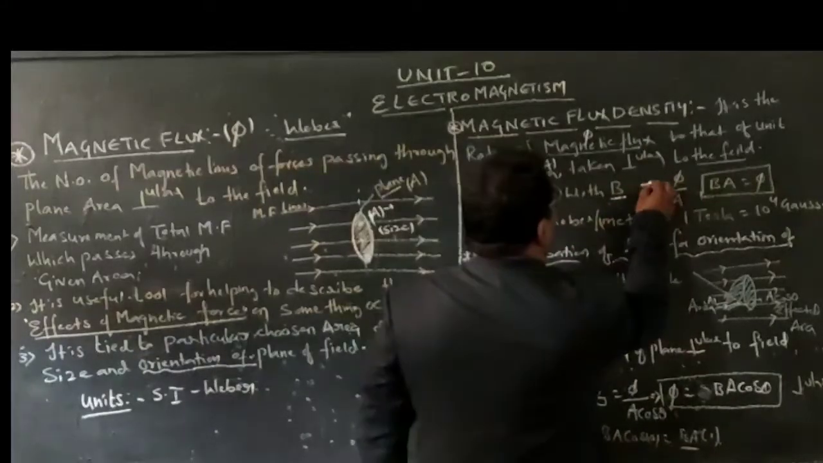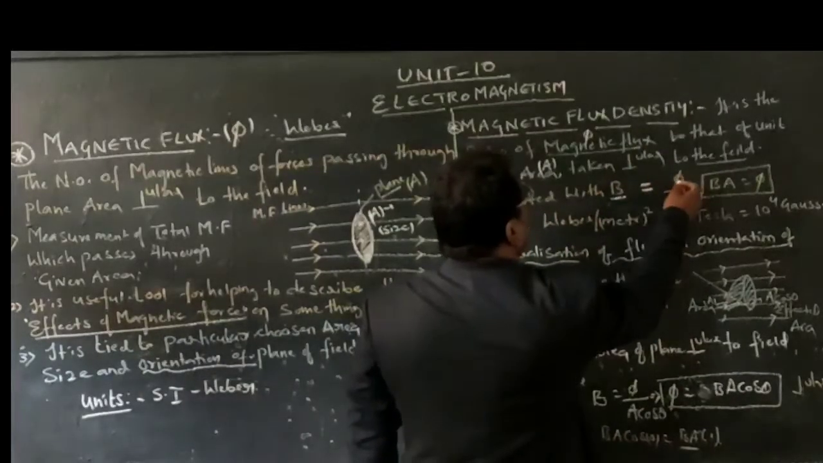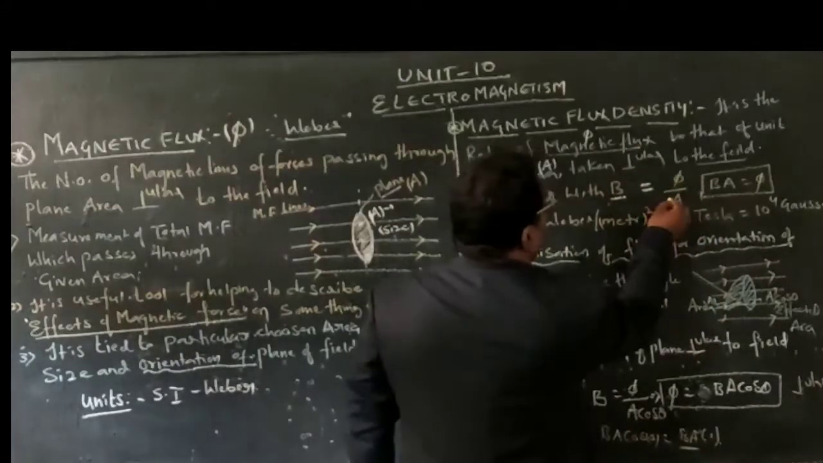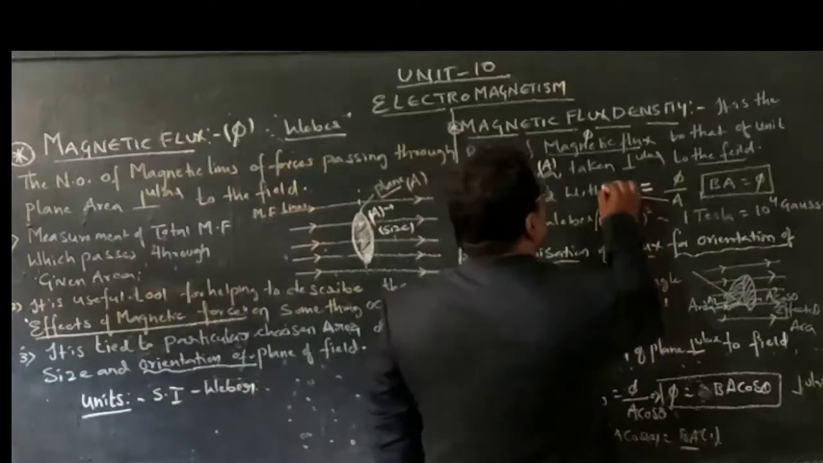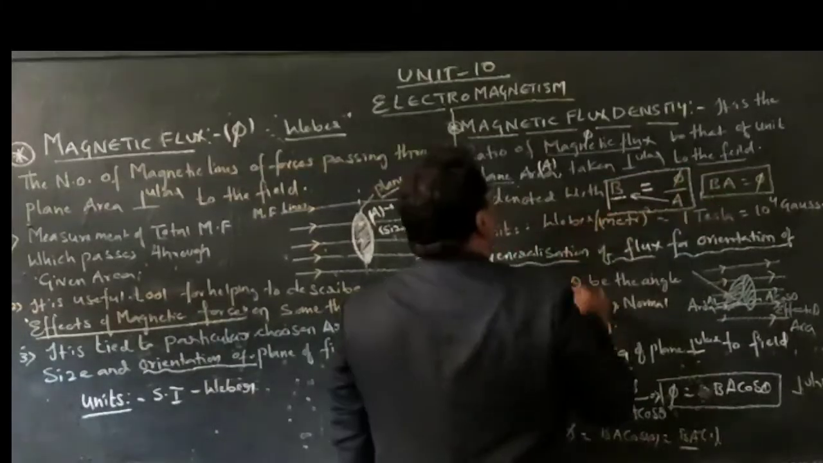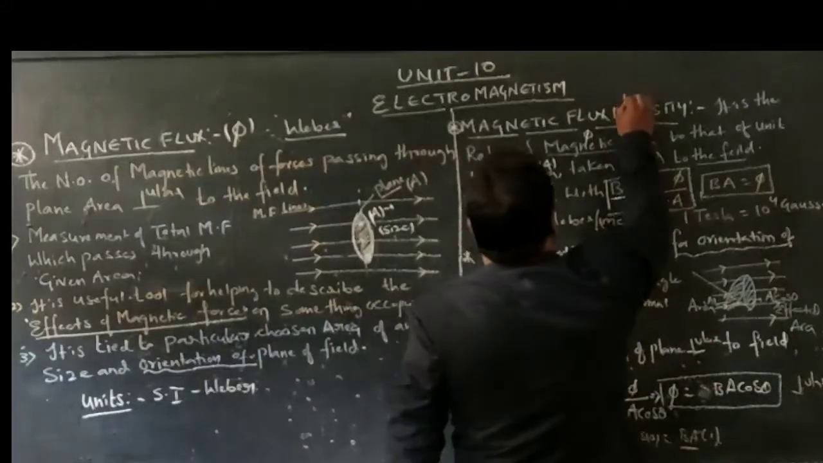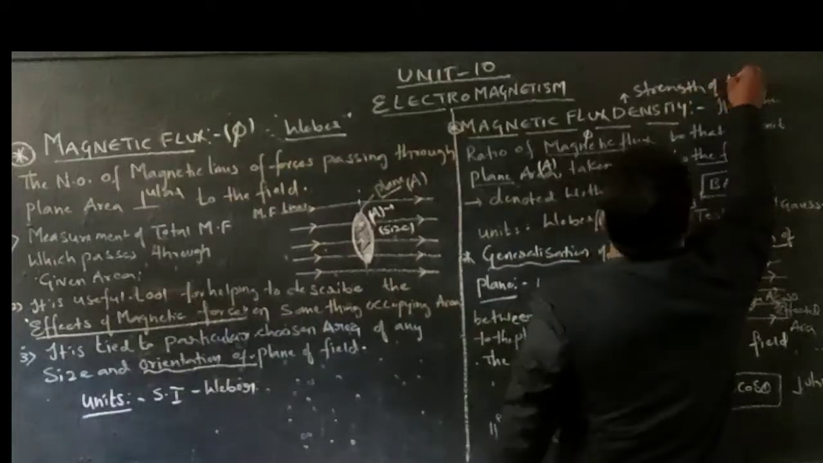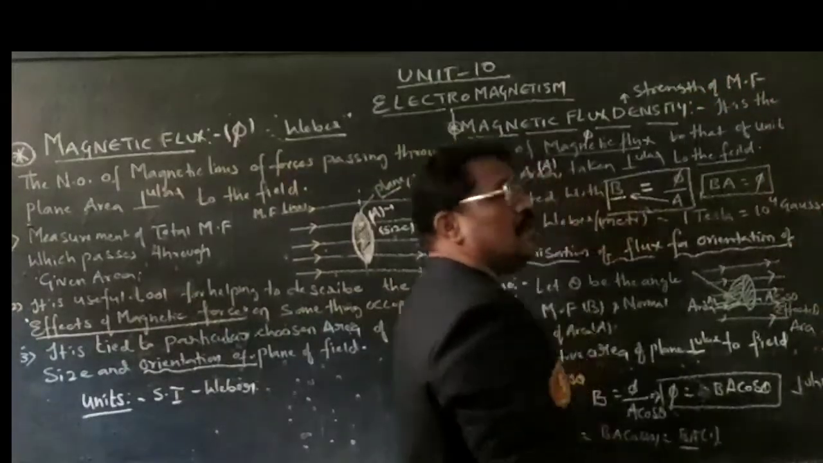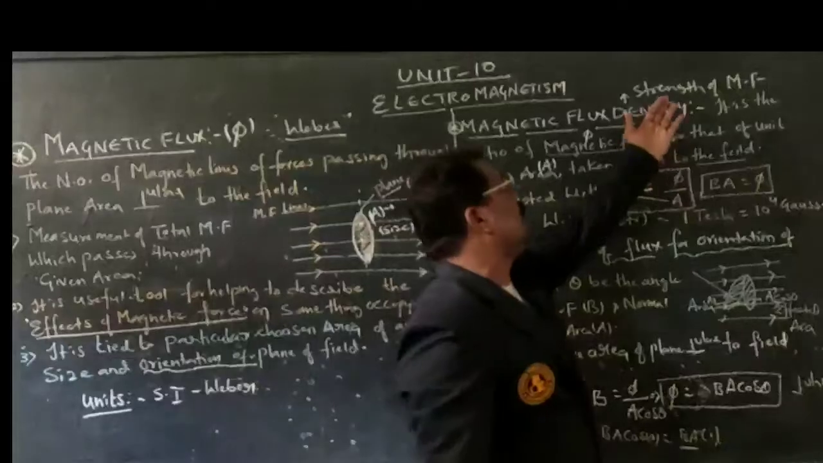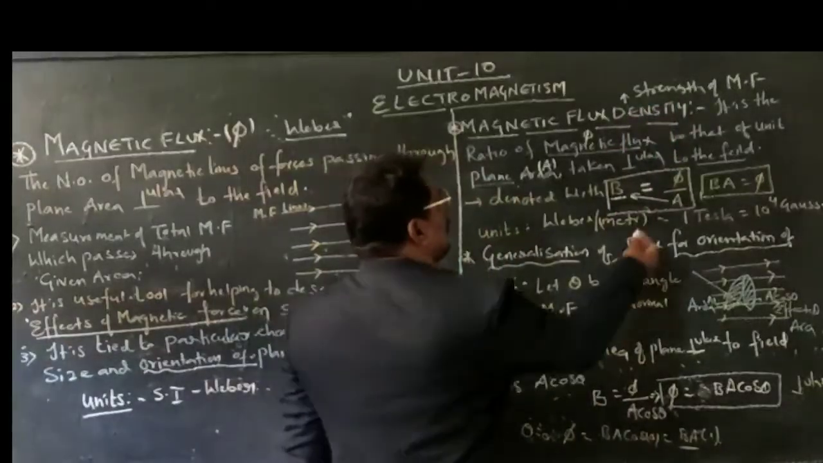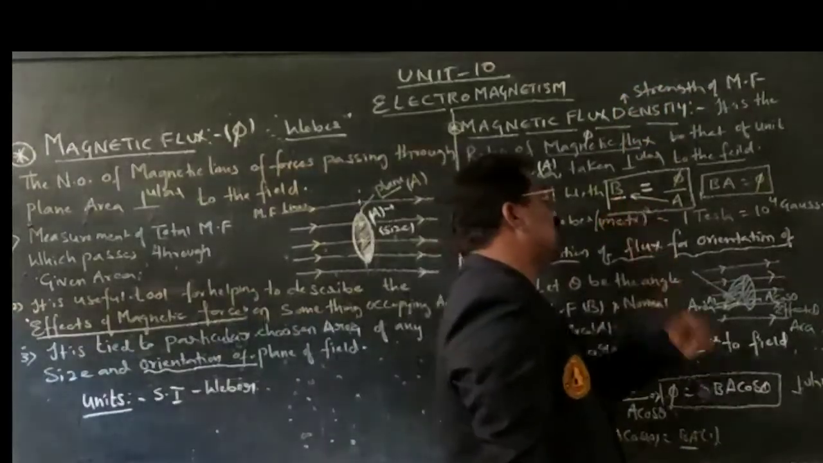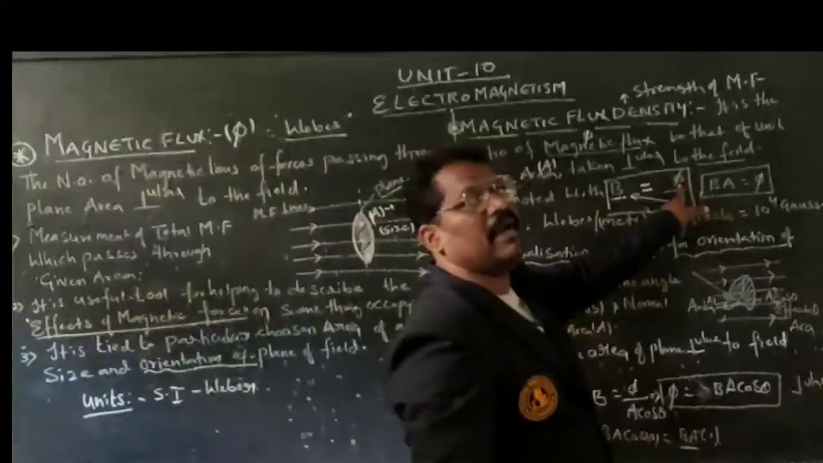If I want to write the formula, capital B is equal to flux, measured in Phi, divided by area, measured in A. Therefore, this is the formula for magnetic flux density, which also gives us the strength of the magnetic field acting upon unit area. So B is equal to Phi by A gives us the strength of magnetic field. From this strength of magnetic field, I can also calculate magnetic flux.